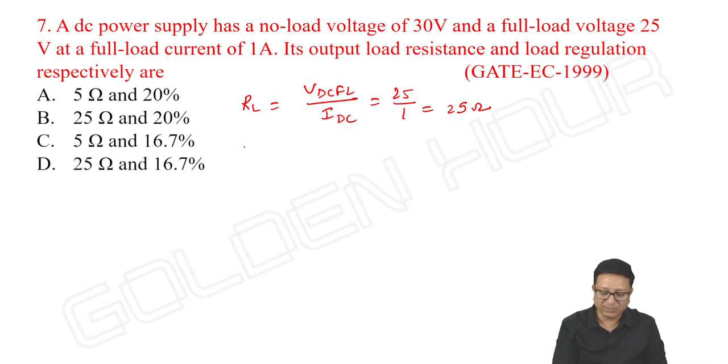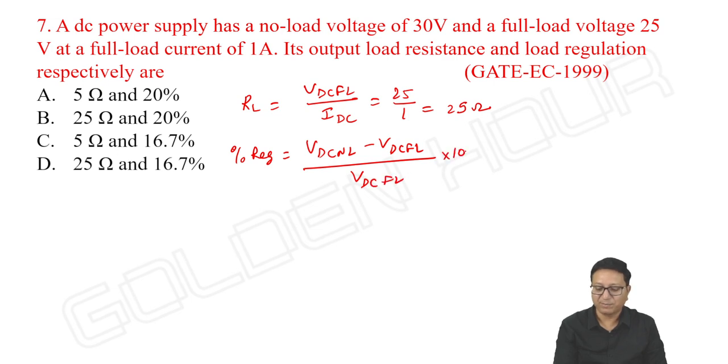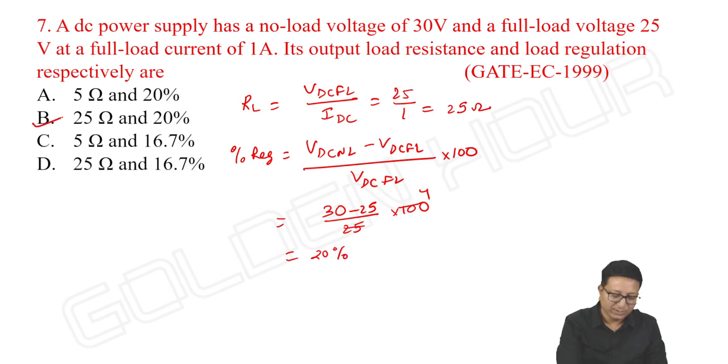Then what about the percentage regulation? Percentage regulation is VDC no load minus VDC full load, divided by VDC full load, multiplied by 100. It is (30 minus 25) by 25 into 100. 30 minus 25 is 5, 5 into 4, it is 20%. So option B is correct. So the questions are very, very simple actually.